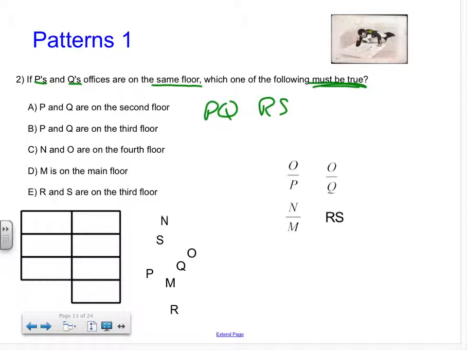So A says P and Q are on the second floor. B says P and Q are on the third floor. C says N and O are on the fourth floor. D, M is on the main floor. And E, R and S are on the third floor. Let's give it a try. P and Q. Let us try and put it on the second floor. They go together. And what else do I know? I know that R and S need to go together.